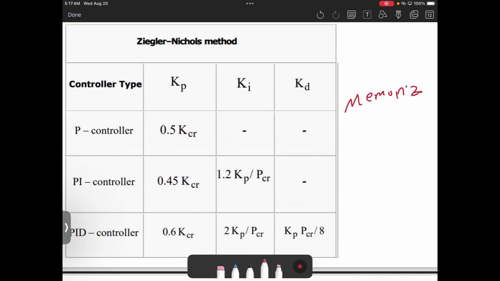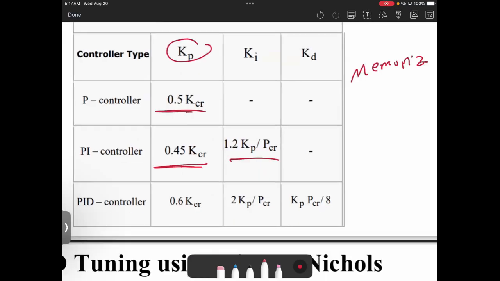Now, it depends on your controller. Are you using a P controller? If you are using a P controller, then Kp will be 0.5 times K critical. If you are using PI, it will be 0.45 K critical, and Ki will be 1.2 Kp over PCR. When you are using PID, then it will be 0.6 K critical, Ki will be 2 Kp divided by PCR, and Kd will be Kp times PCR divided by 8.